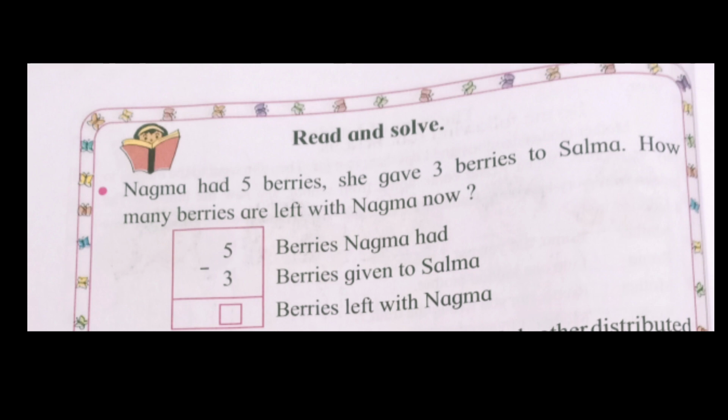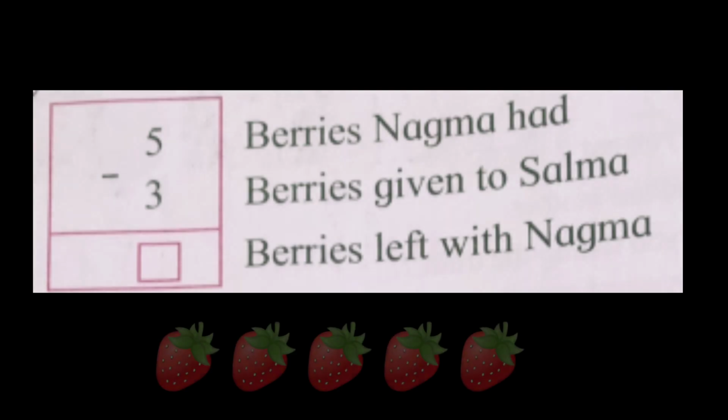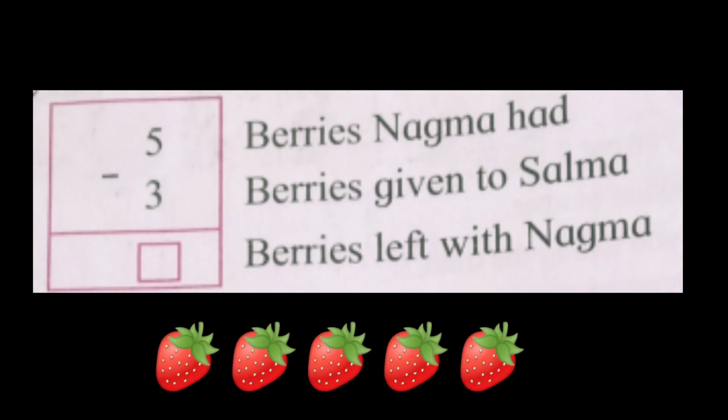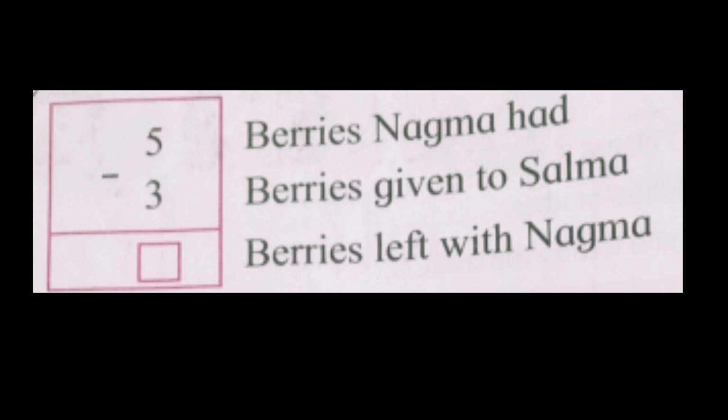So, Nagma had 5 and 3 berries given to Salma. So, from 5 berries, we will cross out 3 berries. 1, 2, 3. How many berries are left now? Let's count. 1, 2. So, the equation is 5 minus 3 equals 2. Therefore, 2 berries are left. Now, the next question.